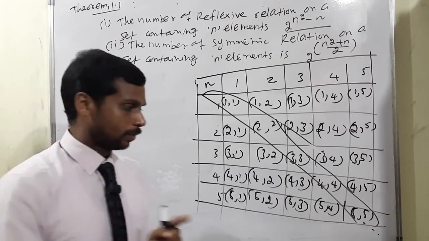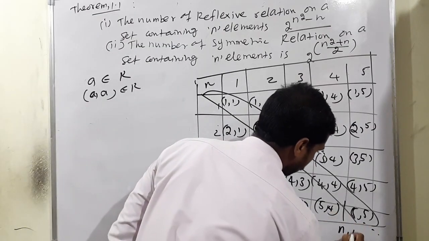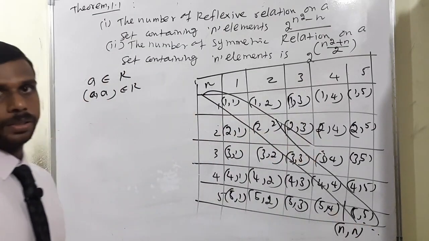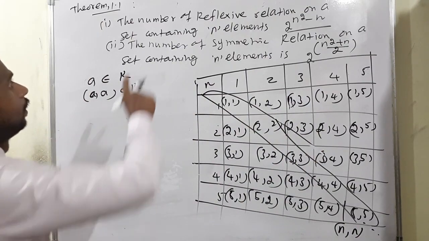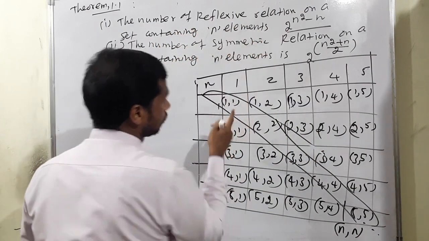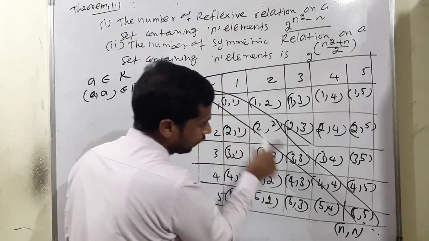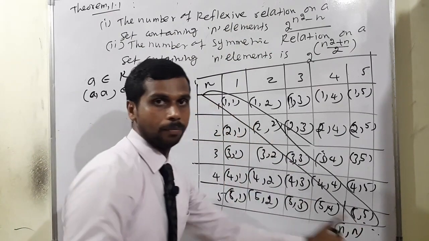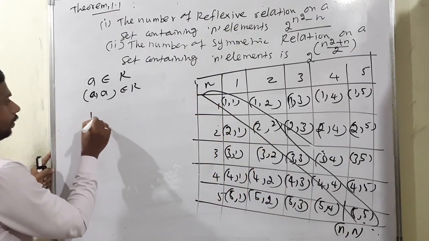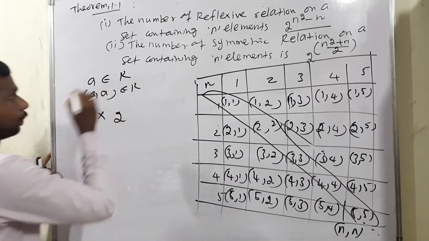7 means 7 comma 7. Therefore, we can say n comma n elements, isn't it? Therefore, the number of reflexive relations, each and every time, is single elements, a single diagonal term. That is only one way. So 1 into 2 to the power.